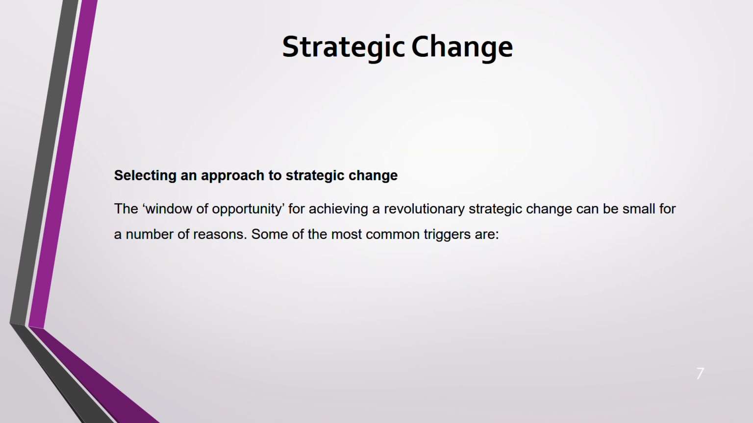Then we are moving on to selecting an approach to strategic change. Remember, the window of opportunity for achieving a revolutionary strategic change is very small. It's not that every time you can change in a revolutionary way, but if you have that opportunity, the window is very small. Why? There are some common triggers for it. Number one, competitive pressure. Competitive pressure is one reason why you have to change yourself revolutionarily. Second, regulatory pressure. Third, first mover advantage.